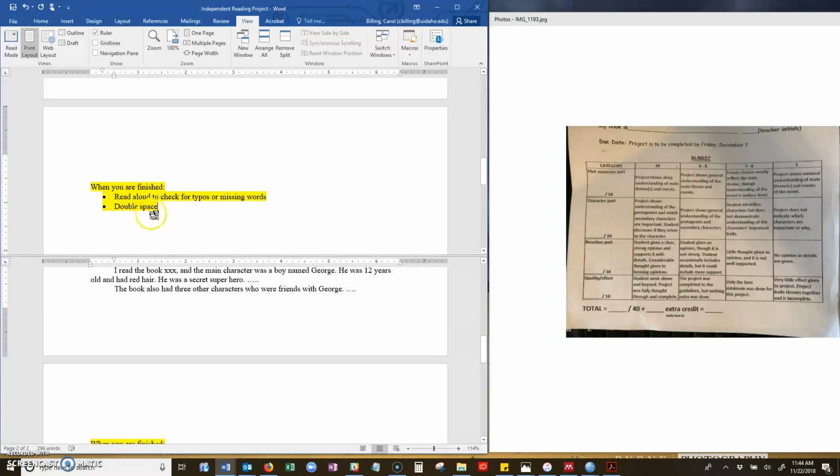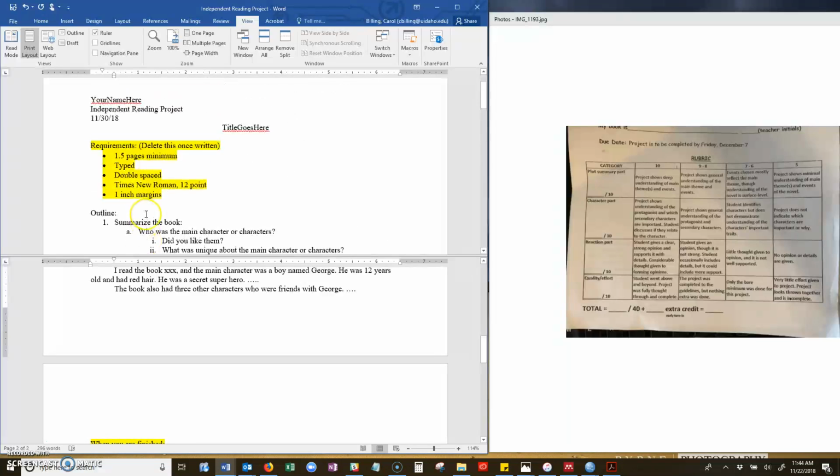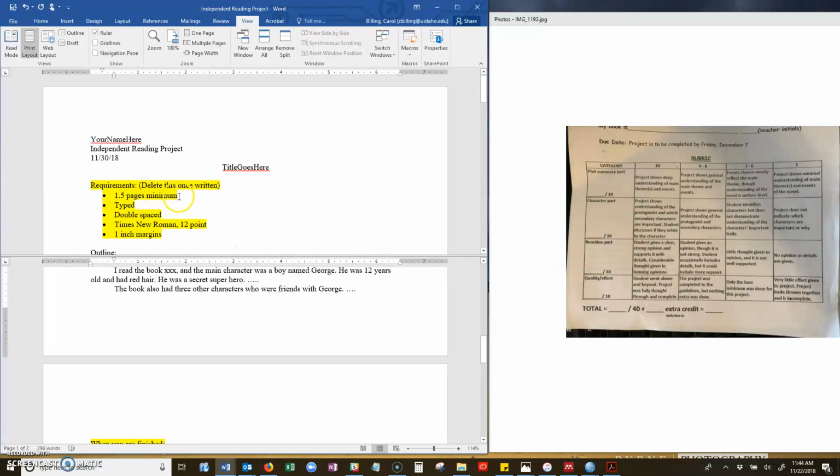And then the last thing I always do is double space it and check my formatting to make sure it looks nice. Okay, so hopefully this is helpful. It's a pretty long little intro there, but it might help you write the paper.